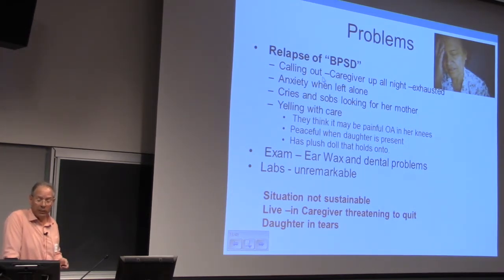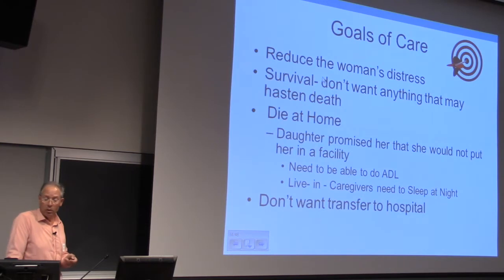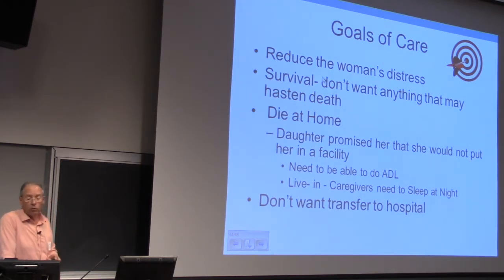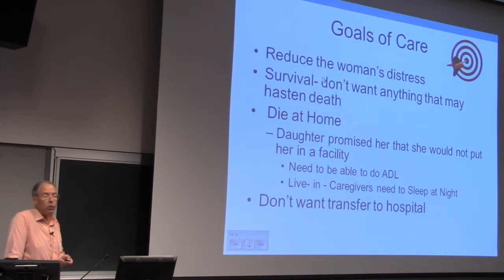The only things to see with her: she had OA in her knee, she had some earwax, and she had some dental problems. Her labs were unremarkable, and the situation was not sustainable. The caregivers were going to quit. The daughter was in tears. Okay, so we went back to what are the goals of care for this lady. Number 1 was relieving her distress. She was agitated and screaming and miserable.